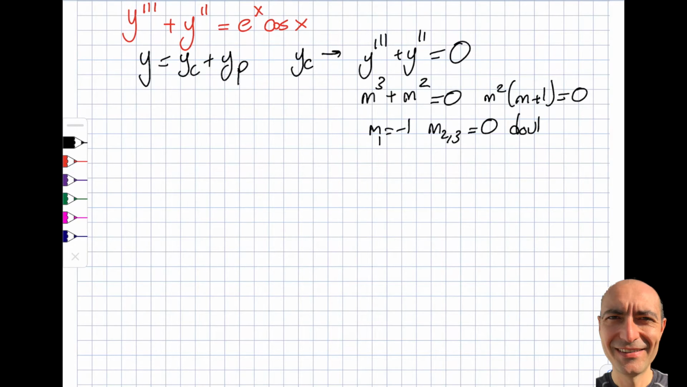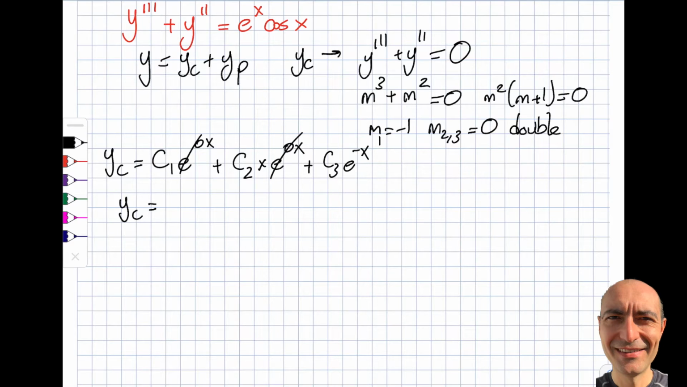M2 and m3 are 0. It's a double root. So if I go ahead and write my yc, let's start with the zeros: c1 e to the 0x plus c2 x e to the 0x plus c3 e to the minus x. You can see in here this is 1, this is 1. So let's write it one more time: yc will be equal to c1 plus c2 x plus c3 e to the minus x. Okay, so far so good, which was the easier part of the solution steps.